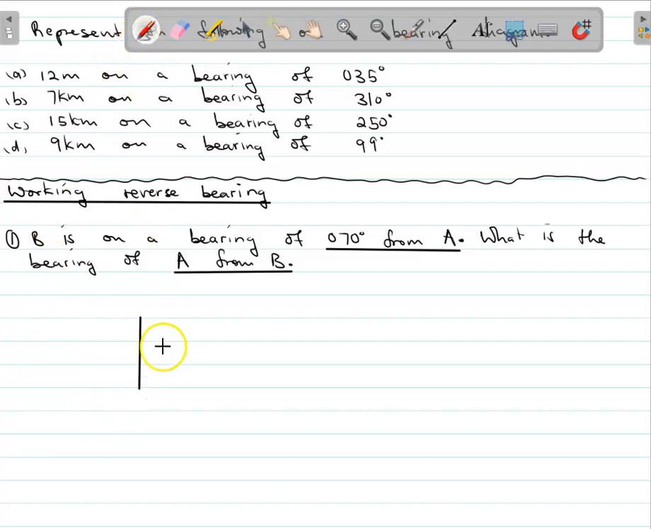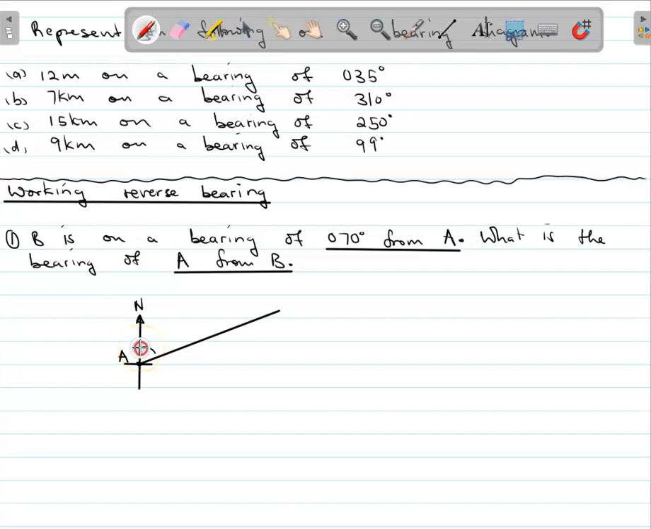So where is point A here? Point A is there. That's our point A. And then B is on a bearing of 070. From our previous work, we know that 70 is greater than 0 but below 90 degrees. So you know that this is your north, so don't draw before you have this, unless you are now an expert. So the direction of B will come something like this, and then this will be my 070.